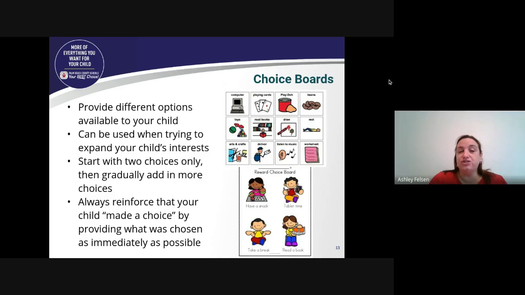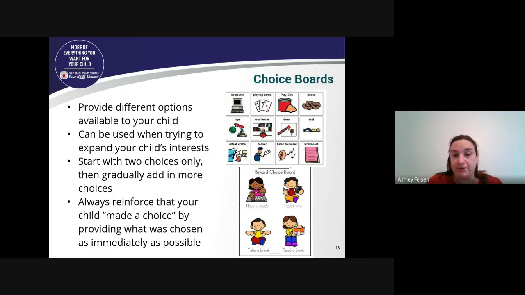Choice boards. Choice boards are beneficial because they can provide different options available to your child. You can use these when you're trying to expand your child's interests so that they're not always choosing the same reinforcers. I would start with 2 choices only, and then you gradually add in more choices. Again, we don't want to overwhelm your students. Always reinforce that your child made a choice by providing what was chosen as immediately as possible. So at first, we're just happy that they're using the choice board and making a choice. And we want to make sure we're reinforcing that so that they'll do it again.